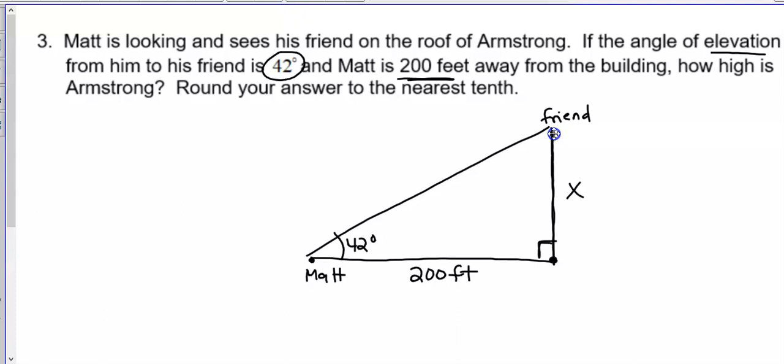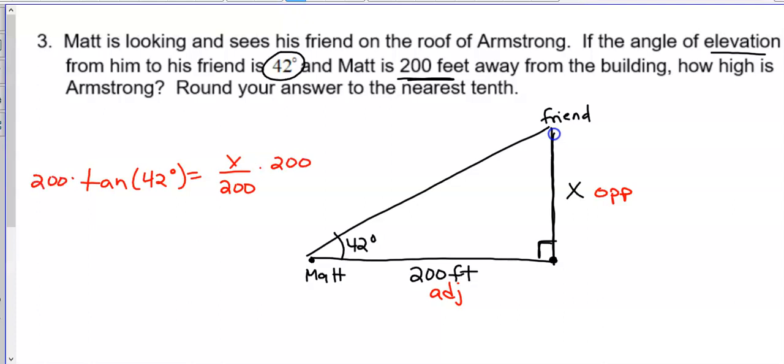So to solve this problem, we need to label what we're given and what we're looking for. What we're given is adjacent to 42 degrees. What we're looking for is opposite. That's going to be a tangent. So tangent of 42 is equal to opposite x over adjacent 200. That's a good one, an easy one. We're just going to multiply both sides by 200. Type in your calculator, 200 times tangent of 42.